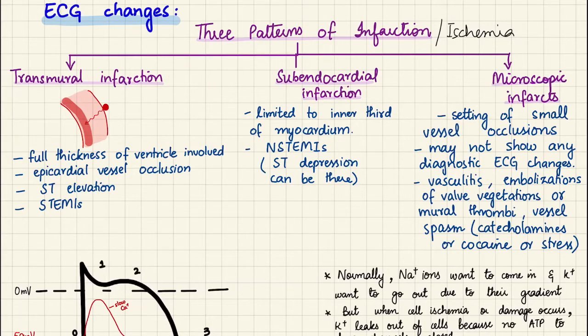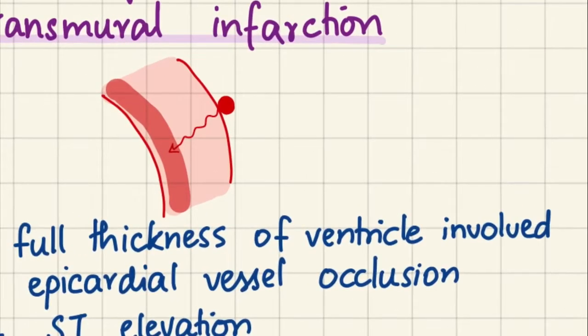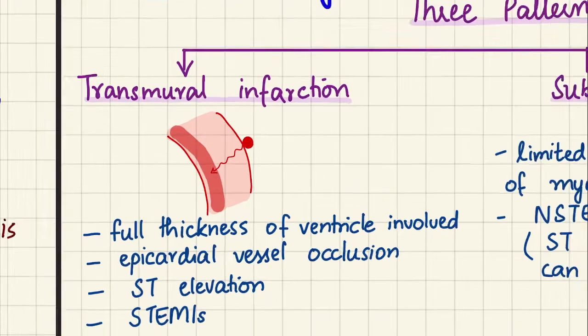And what happens is that we know that the heart muscle is supplied by an epicardial vessel which goes like this inside, and this part, this endocardium, is supplied by the blood which is within the heart chamber. So if you occlude an epicardial vessel, the most vulnerable part of the whole heart muscle will be this subendocardial region.